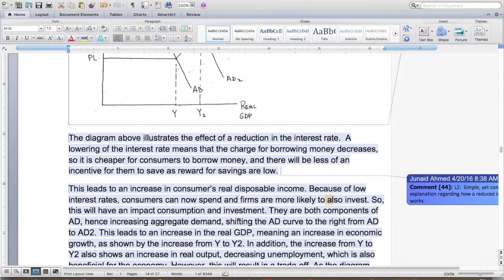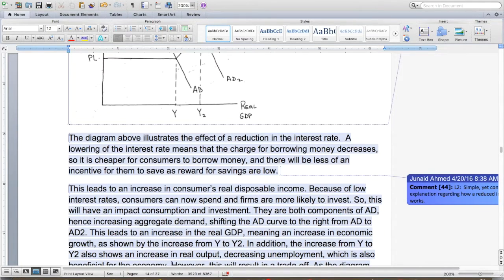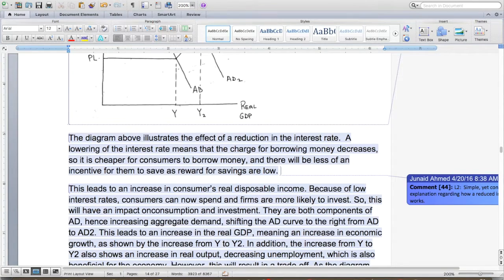You'll see what I'm doing here is I'm writing in things that you guys should be aware of. Like don't say definites like they will or they must or they won't. They're more likely to or less likely to. This is better language because it's not absolute. So this will have an impact on consumption and investment.